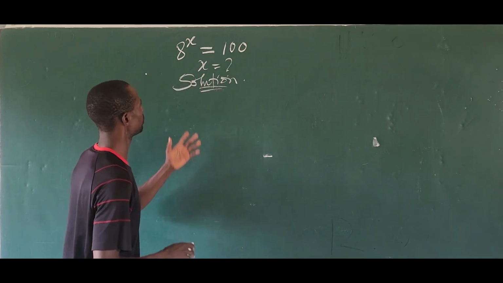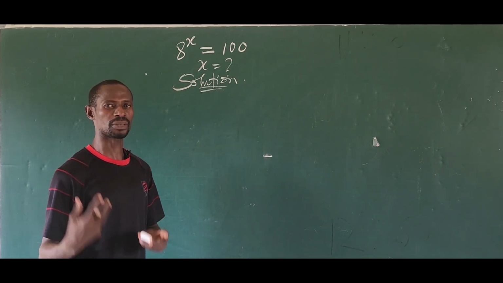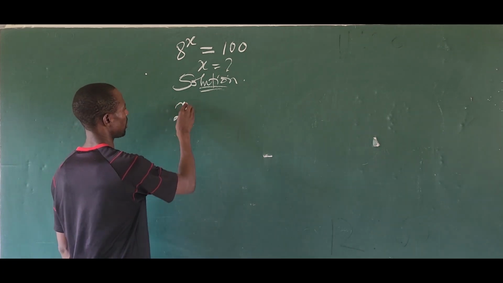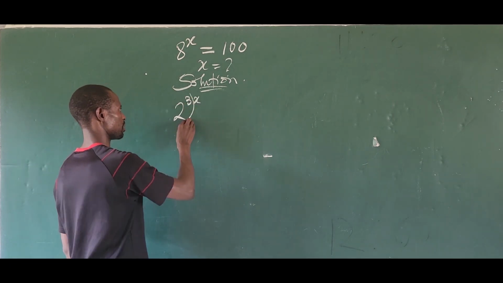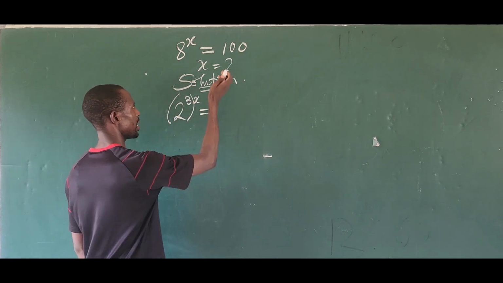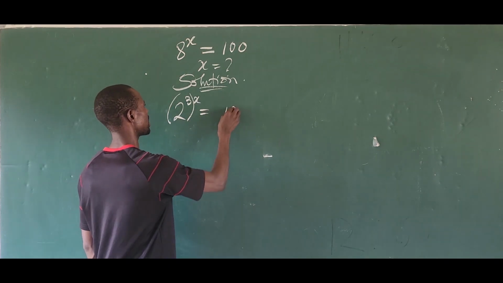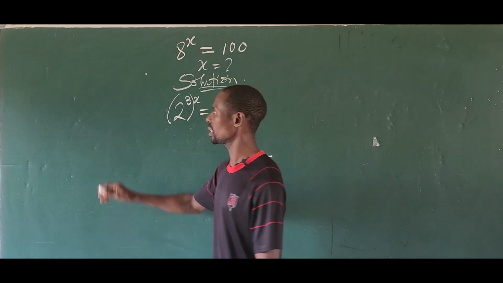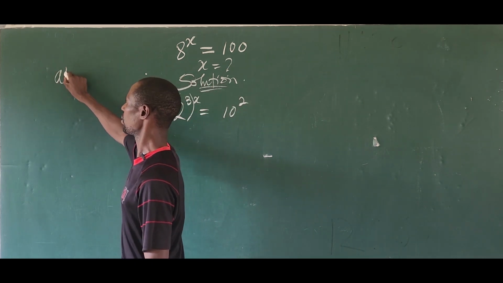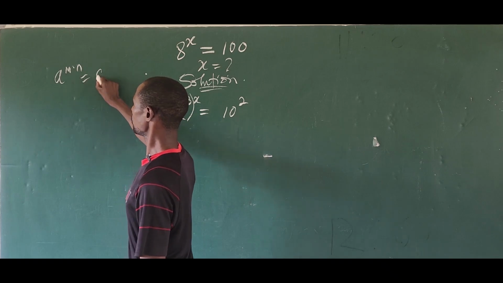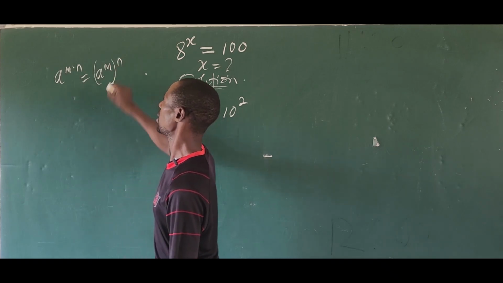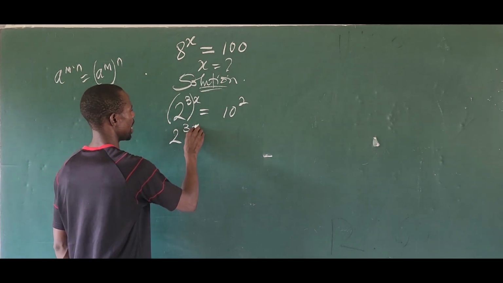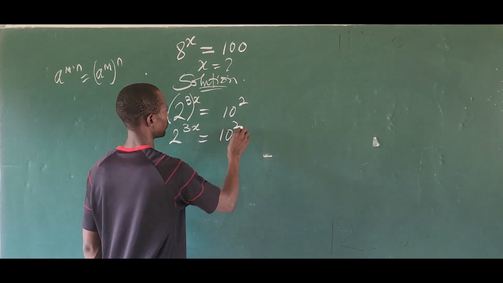The first thing we do is to reduce 8 to the smallest base, or the lowest base. And so 8 could be written as 2 to the power of 3. Then let's put this in bracket to separate it out from our x. Then our 100 can be written as 10 to the power of 2. Now with this, we can open this, applying the law that a to the power of m times n is equal to a to the power of m, in bracket, to the power of n. So if we do that, this is going to give us 2 to the power of 3x is equal to 10 to the power of 2.